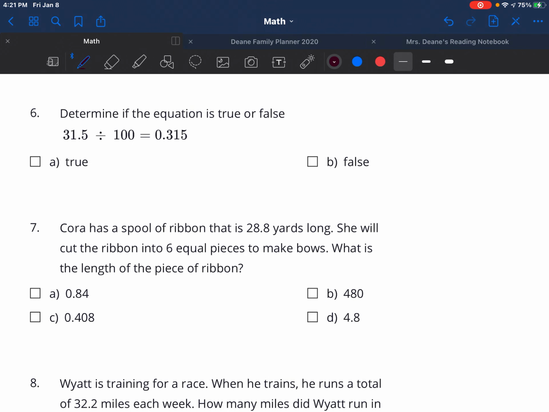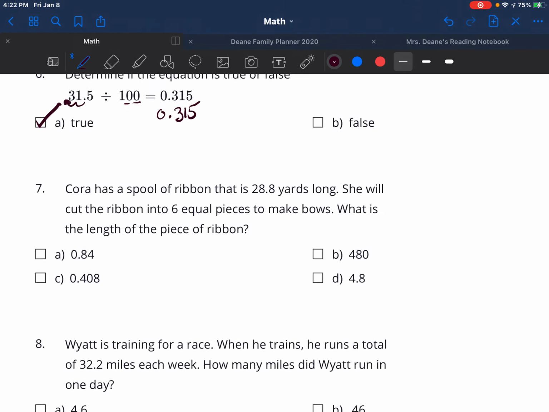We have number 6 here. It says determine if the equation is true or false. So same thing we were doing before, but this time instead of having an exponent, we just have 100, which is a power of 10. And it has 2 zeros. So 2 zeros means I move 2 places to the left. That means my answer is 0.315. So that is true. Same answer they had.